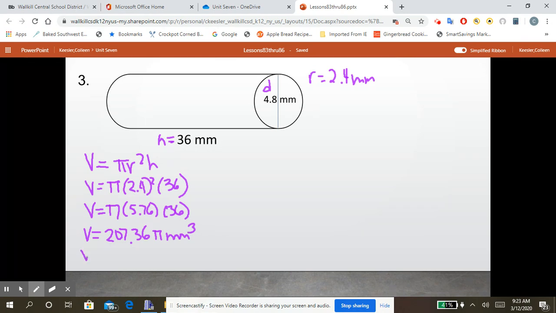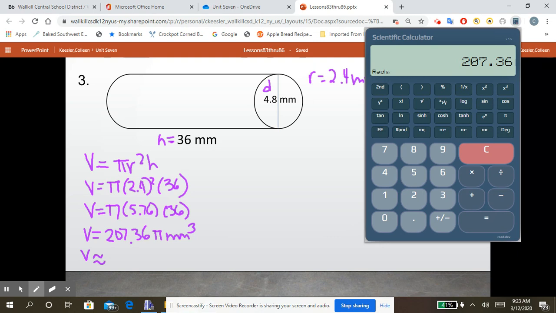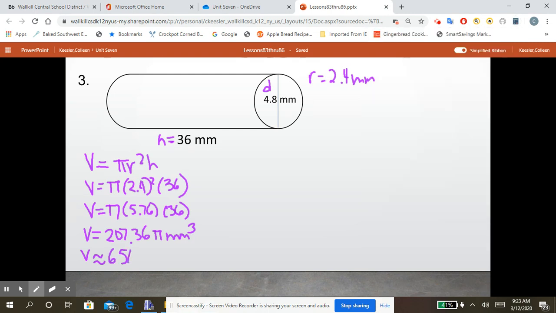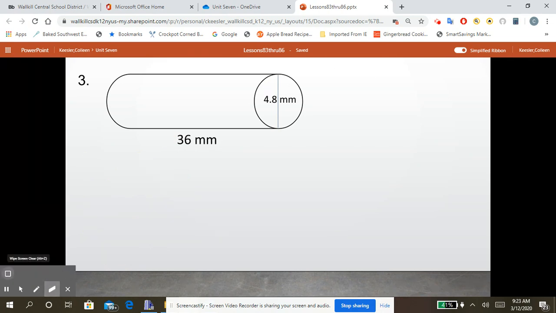And then we're going to round to the nearest whole number by multiplying by pi and pressing equals because we don't want 3.14 as our answer. That wouldn't make sense. We get about 651 millimeters cubed. All right, so that's a cylinder. We're going to move on to another type of three-dimensional figure now.